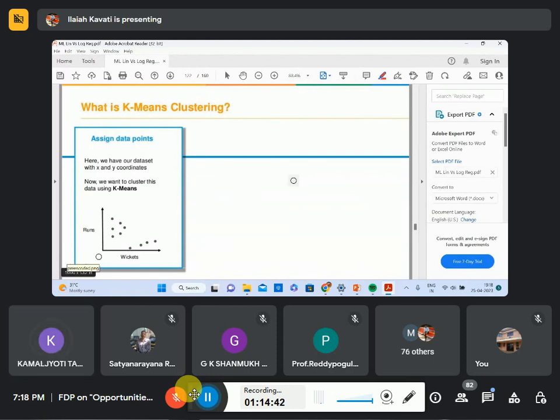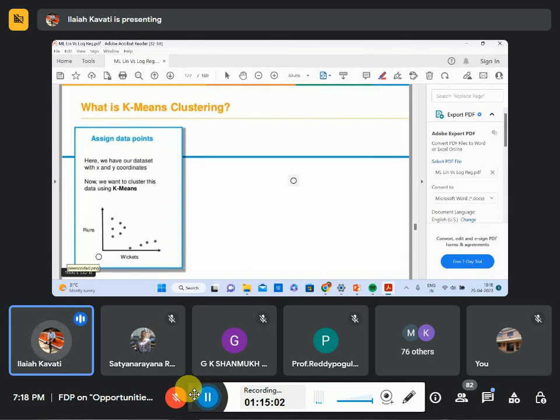Sir? Yeah. Can you please explain again K clustering? Just K-means, just as of now I'm explaining clustering only. K-means will come from this point onwards, I'm going to explain K-means.